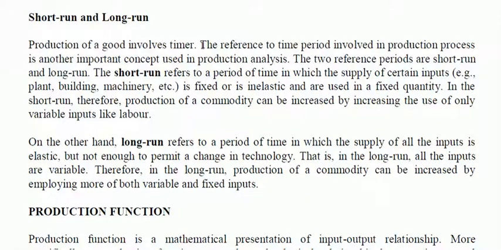Production of goods involves time. The reference to time period in a production process is another important concept used in production analysis. The two reference periods are short run and long run. The short run refers to a period of time in which the supply of certain factors like plant, building and machinery is fixed. So these are fixed inputs.